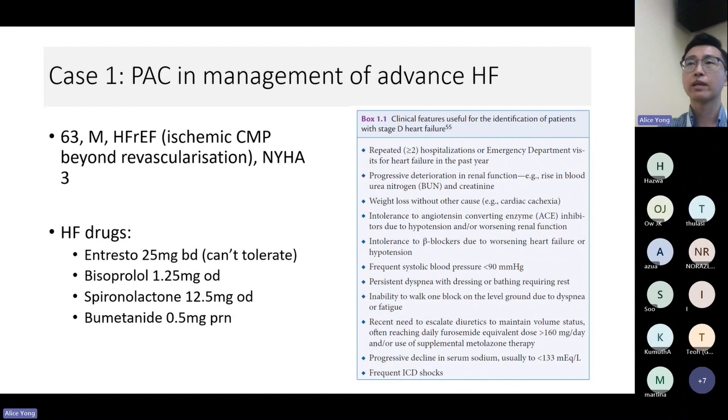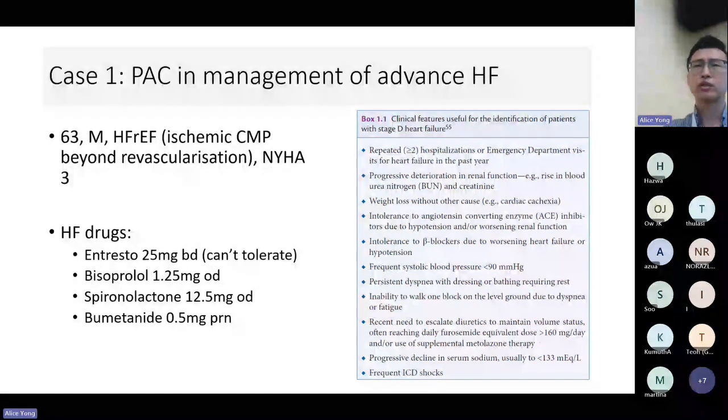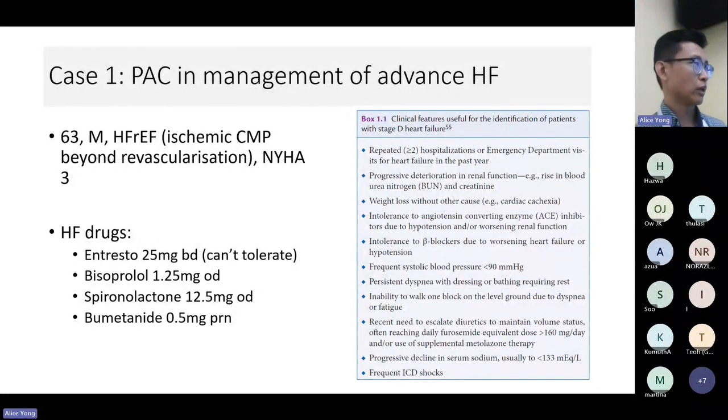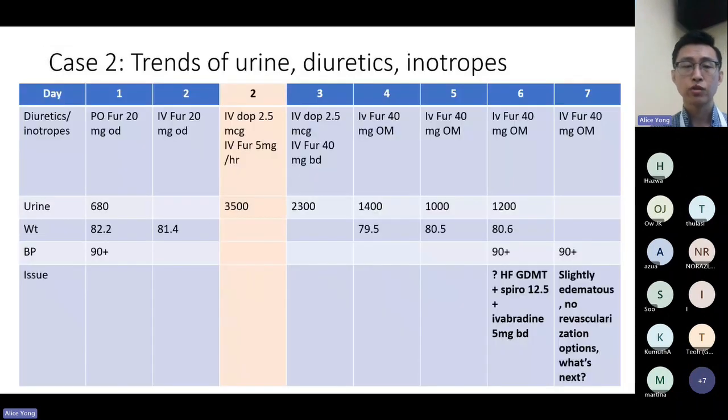When we talk about advanced heart failure, it means that many drugs we cannot give. All the drugs that we give can only be at a very minimal dose. We don't even know whether it is having an effect on the patient or not. 1.25 bisoprolol, 12.5 spironolactone, a bit of bumetanide. Don't dare to give too much because the BP is low. So this is what happened in the ward when he was admitted. He's feeling very tired and lousy. On the first day, the urine output is only about 680. We don't dare to give too much.